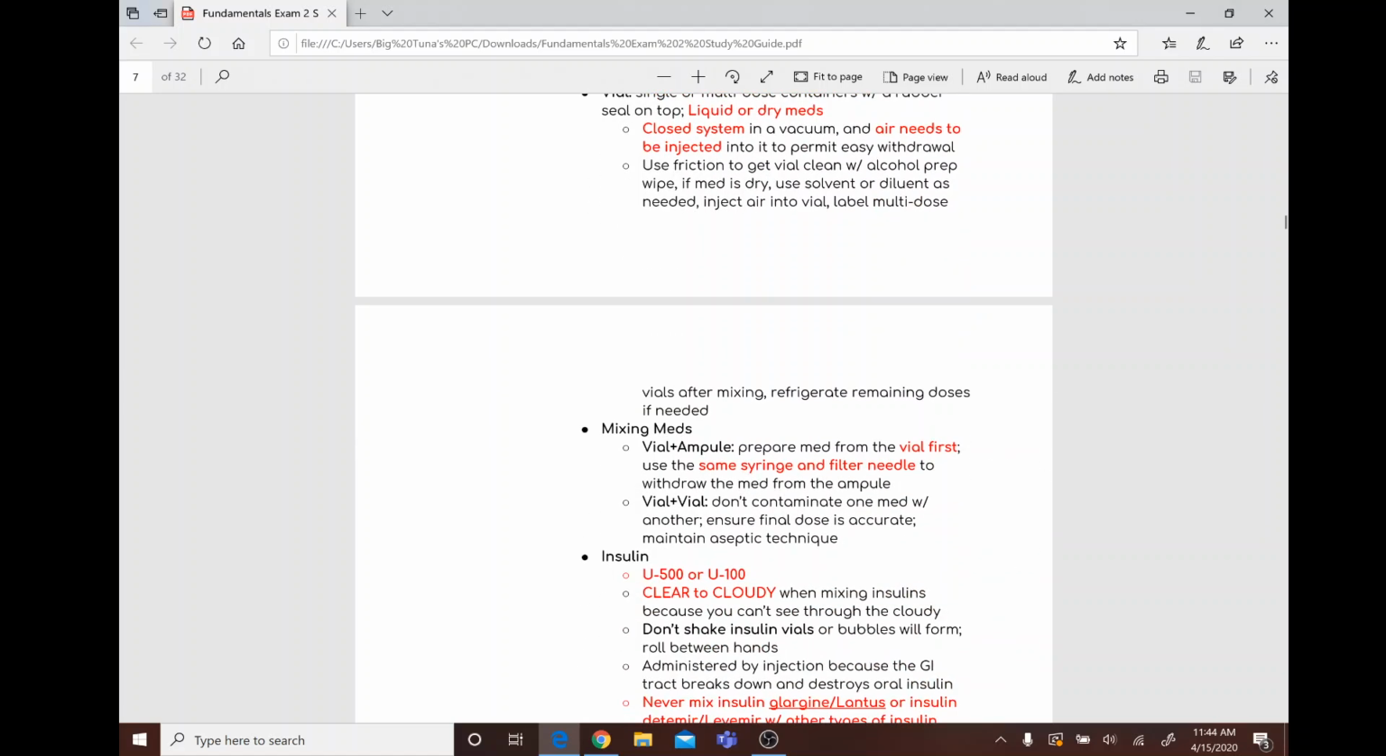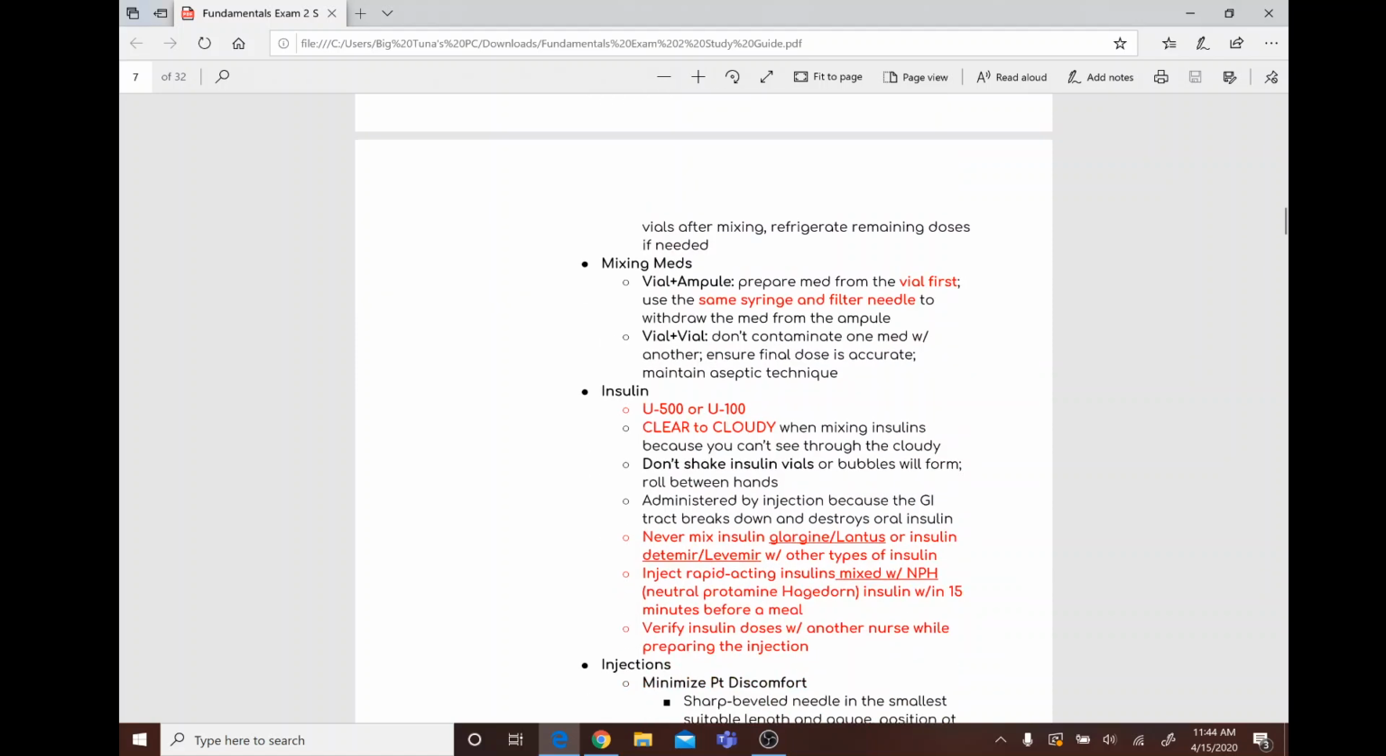So, mixing meds, a vial plus an ampule. Prepare the med from the vial first. Use the same syringe and change the needle to withdraw the med from the ampule. Vial to vial: don't contaminate one med with another. Ensure the final dose is accurate and maintain aseptic technique.